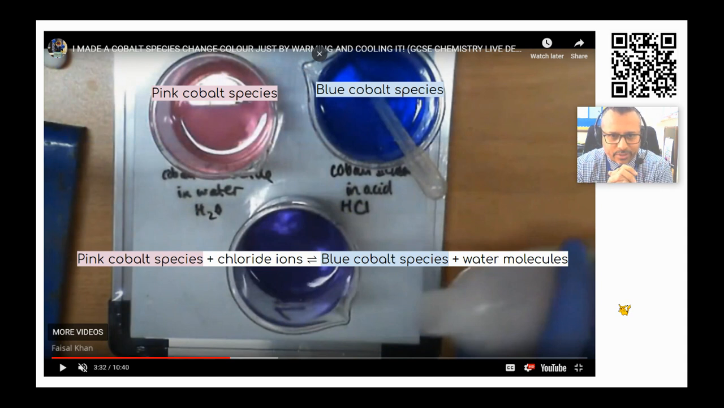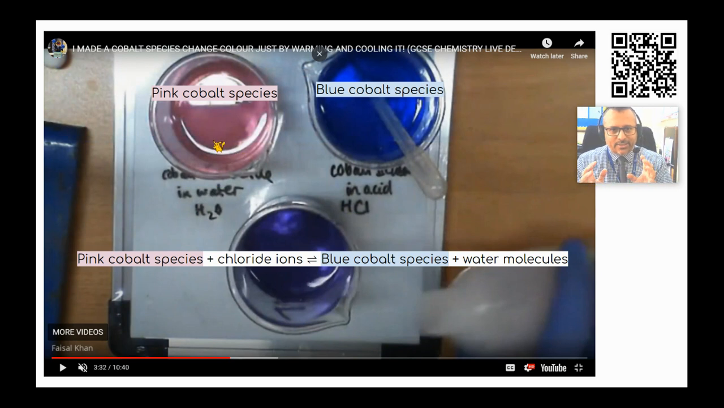Right, so you've watched the video, and this is the still from around 3.5 minutes in, where I've basically frozen the screen. On the top left-hand side you can see the pink cobalt species that I made, and you can also see the blue cobalt species on the right-hand side. The blue was made in the presence of lots and lots of chloride ions, so I used concentrated hydrochloric acid to force this cobalt species to become blue. In the second sample, I forced it to turn pink because I added lots of water.